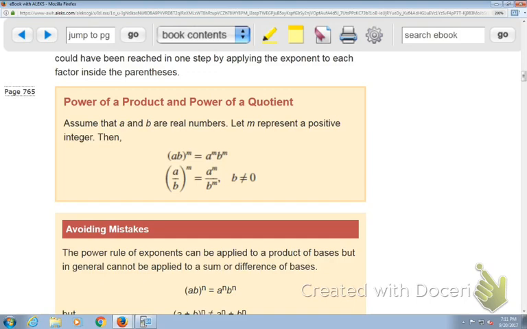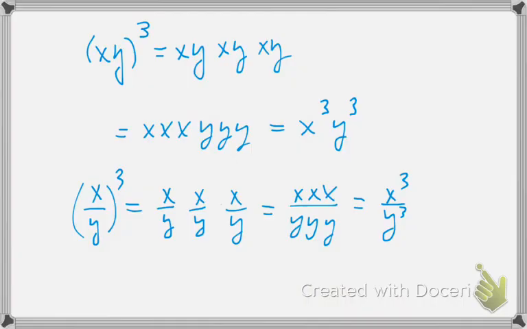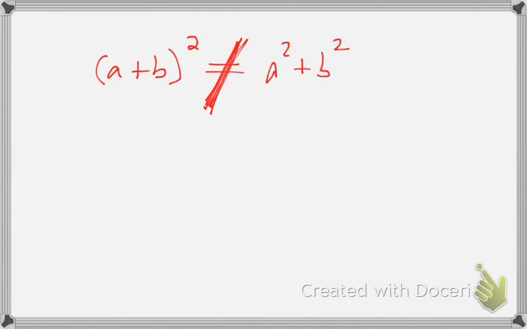Now, a huge, angry, in red warning. If I have something like a plus b, the whole thing squared, this is not, I repeat, not equal to a squared plus b squared. That is not true. You can't actually distribute exponents. That's not how it works.